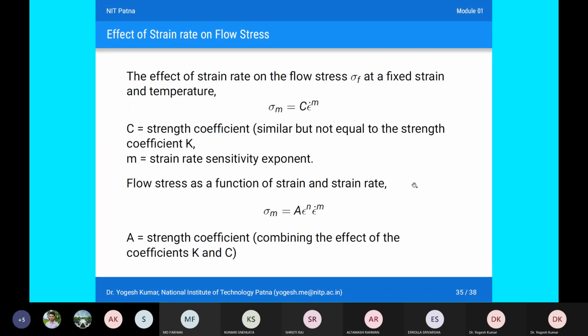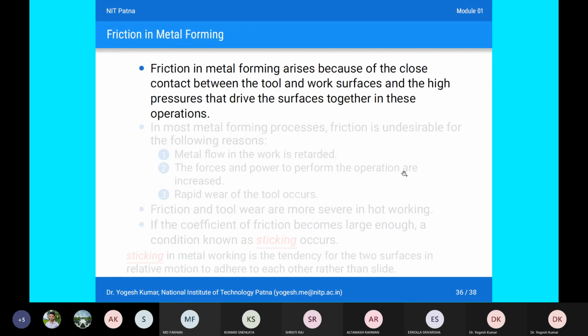Then, as I told, today we have a connected topic, that is the friction in metal forming. I have two more slides to explain. After that, I will stop my discussion. That will be the end of module 1, and then it will be followed by a numerical problem. So, talking about friction in metal forming.